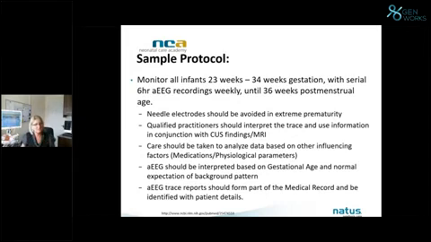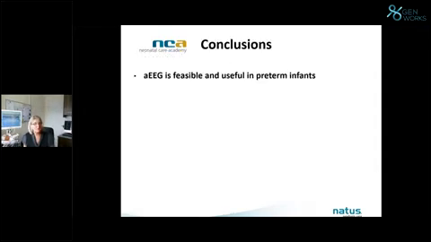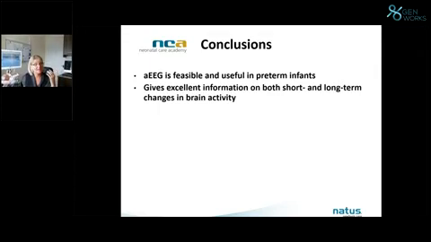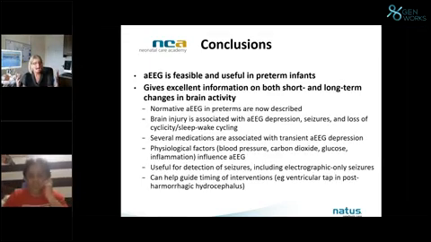As we mentioned last week, they must form part of the medical record and be identified with patient details. So to conclude, I would like to conclude by saying aEEG is feasible and it is useful in preterm infants. It really can give us excellent information on both short and long-term changes in brain activity. We now have the normative data in aEEG for preterm infants.